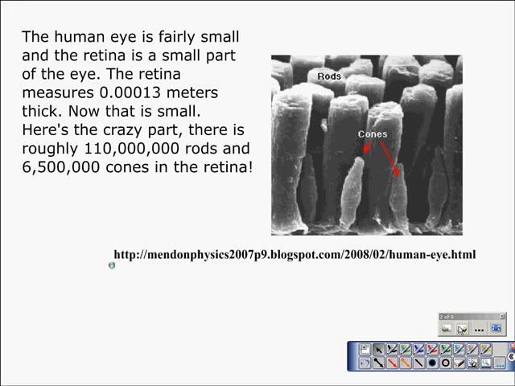The human eye is fairly small and the retina is a small part of the eye. The retina measures 0.00013 meters thick. Now that's pretty small. Here's the crazy part. There are roughly 110 million rods and 6.5 million cones in the retina.